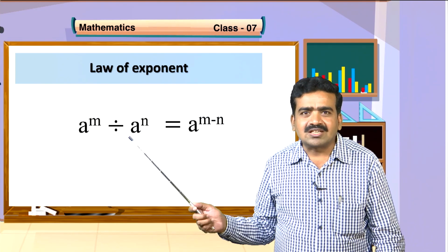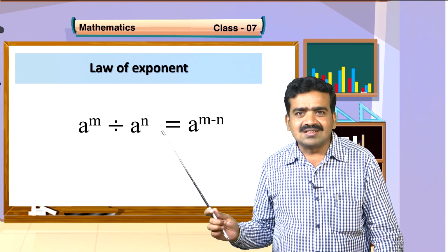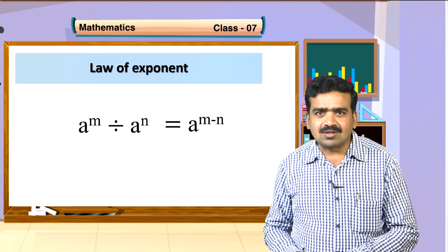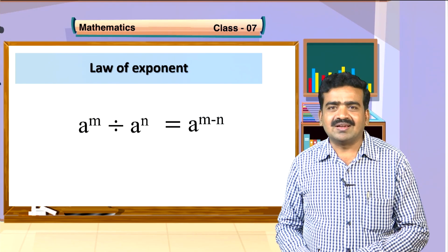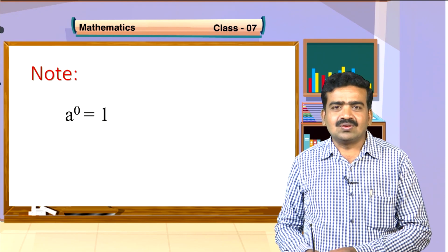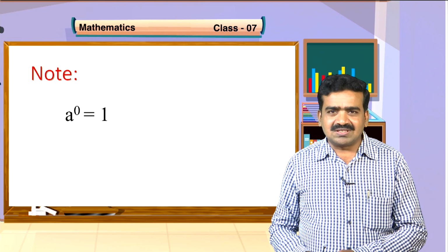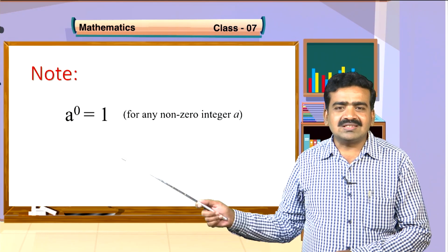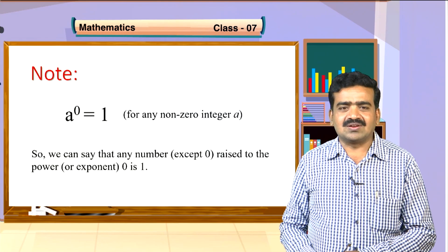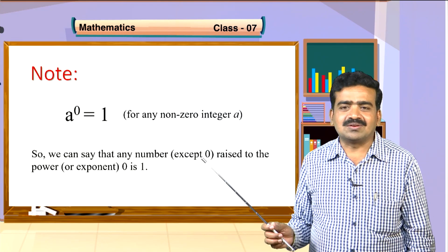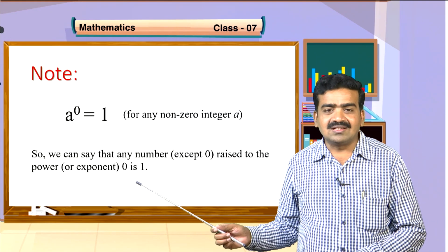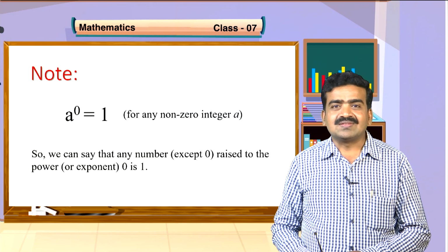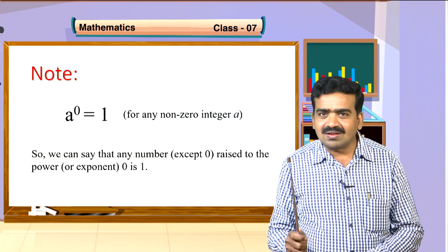When we divide two exponents having the same base, the answer will be equal to the base to the power of the difference of the exponents, that is a to the power of m minus n. And also you come to know that any number to the power of 0 is equal to 1. Generally we can say a to the power of 0 is equal to 1. Here a represents a non-zero integer. So any number except 0, raised to the exponent 0, is equal to 1.